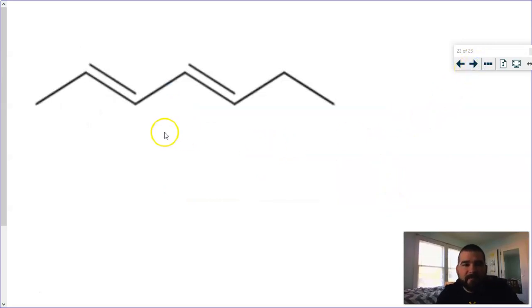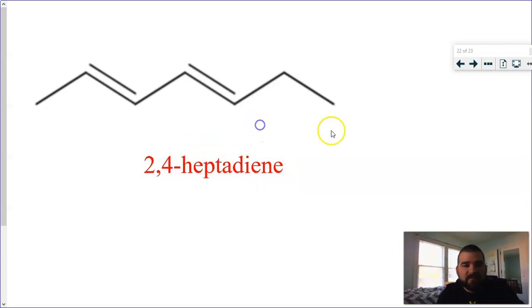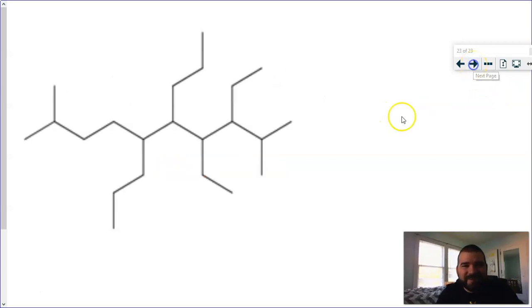Pretty easy. We have 2 double bonds. So this is a diene, 2 alkenes in the same molecule. 1, 2, 3, 4, 5, 6, 7. And we're going to start on the left-hand side because that's going to give me a 2 for this double bond and a 4 for that double bond. So we're going to call this 2,4 heptadiene. I hope that makes sense. Again, they're getting kind of weird, but that's okay.